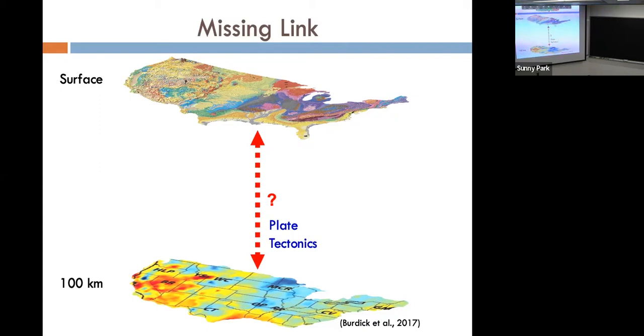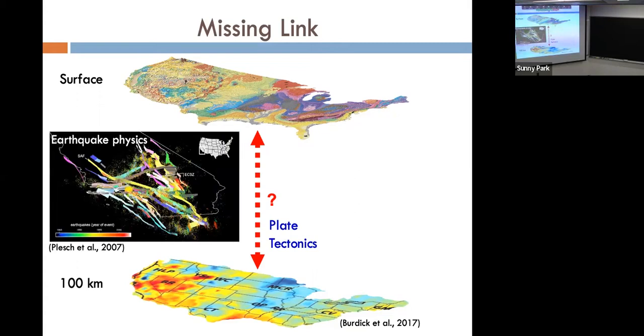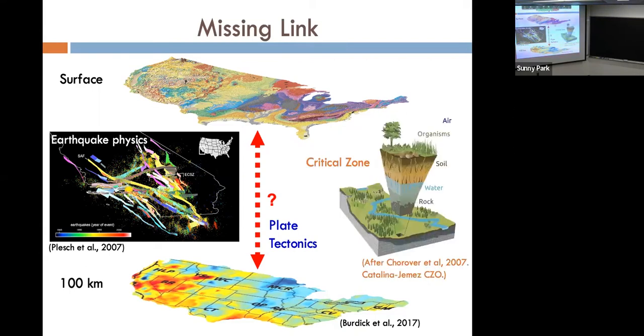Going to a bit shallower depth, we have crustal earthquakes, which are the majority of the damaging earthquakes, and the faults are there, and we would like to understand the earthquake physics, and there we would like to understand shallow structure. Even shallower, about the top 10 to 100 meters, we call it the critical zone, where air, organisms, soil, water, and rock, this bio and fluid earth, really interact with the solid earth. That's the critical zone, and we would like to understand the architecture of this shallow structure.